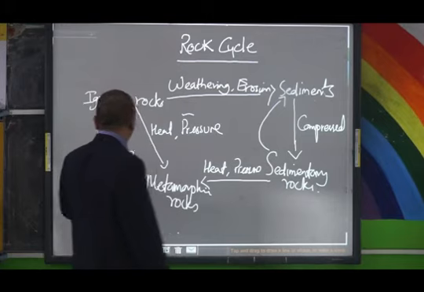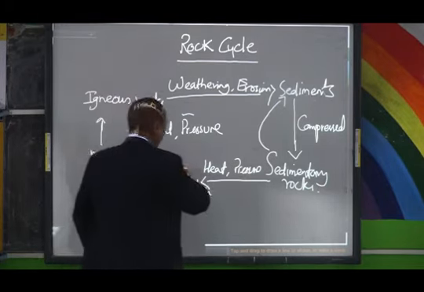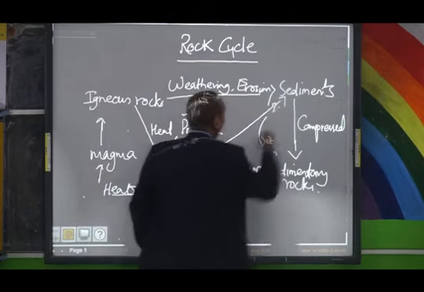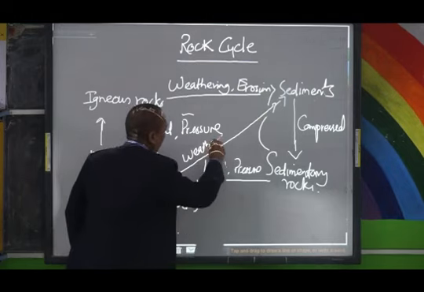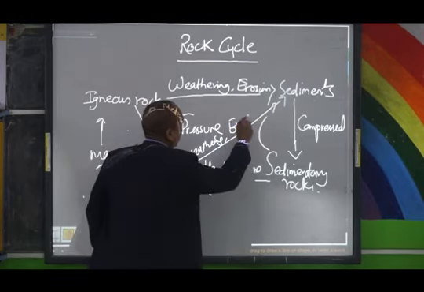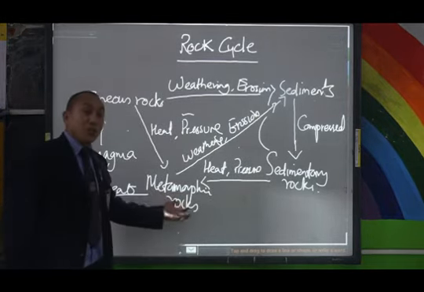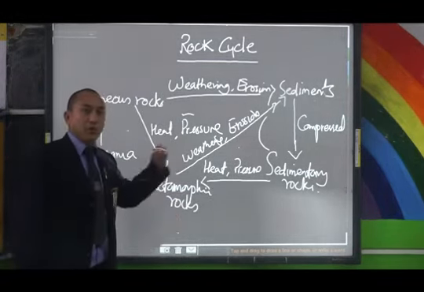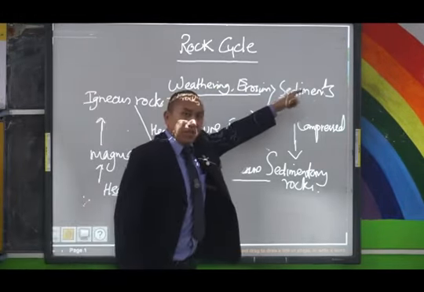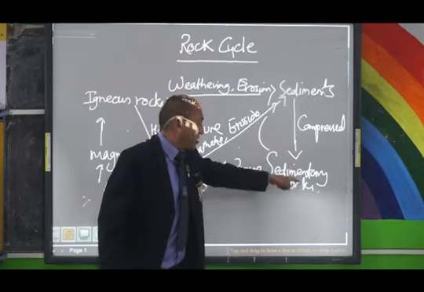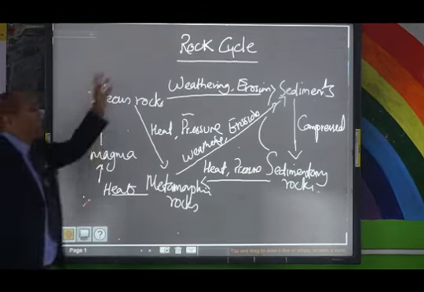And this metamorphic rock also, if it undergoes weathering and erosion, either by wind, water or glaciers, is broken down and again turned into sediments. From there they are compressed, form sedimentary rock, then heat and pressure make metamorphic rock, and back to magma. So this is the rock cycle.